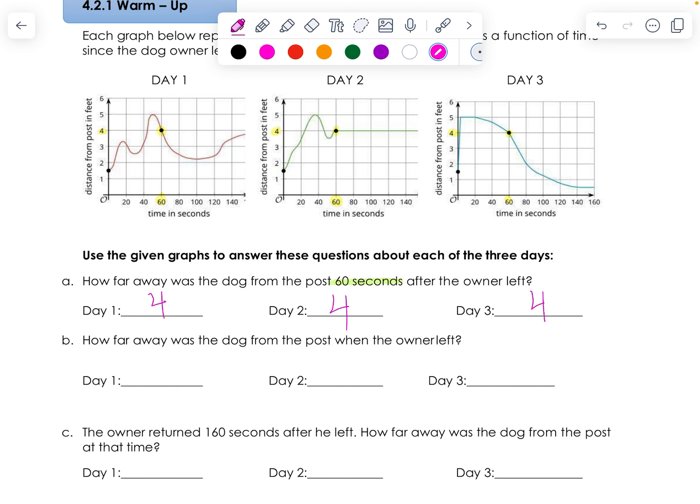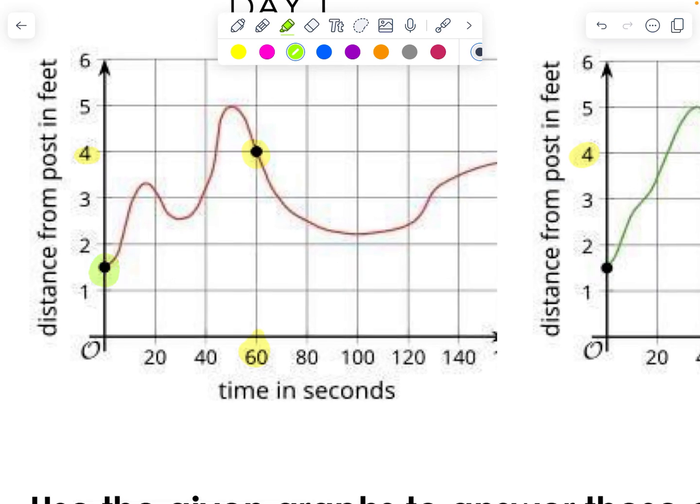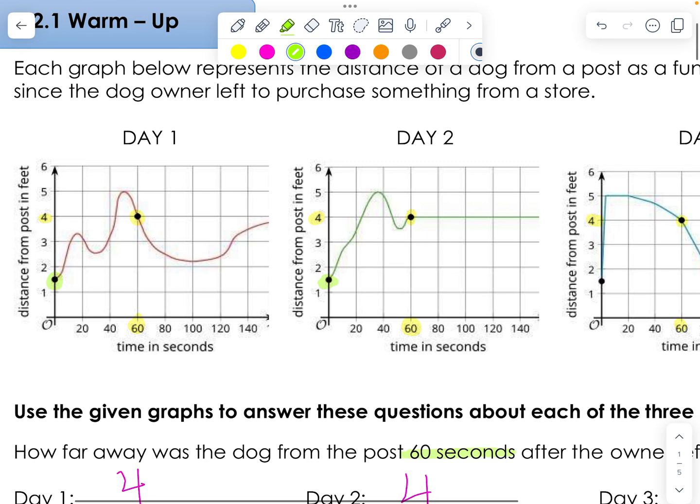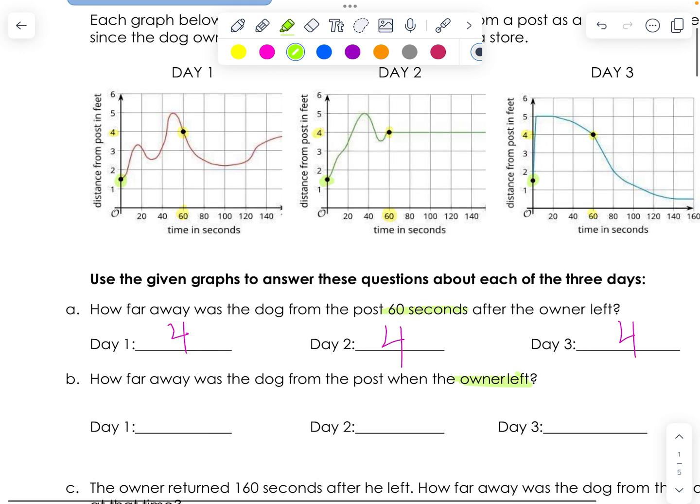Part B says, how far was the dog from the post when the owner left? So where did the dog start? And each day, this point is the same. So the dog starts at 1.5 for all 3 days, if you remember that from yesterday's lesson.